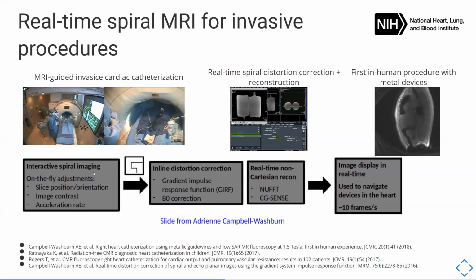They can do on-the-fly adjustments, so you can change the position, orientation. They do some distortion correction. Then they do a GPU-based non-Cartesian reconstruction, and all this allows them a frame rate of about 10 images per second. So I think that's a really cool thing, and it very much pushes Gadgetron, well, shows you what Gadgetron can do.